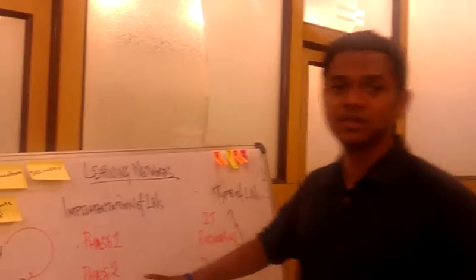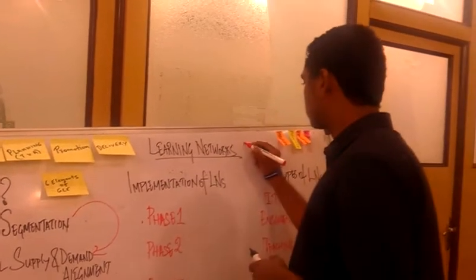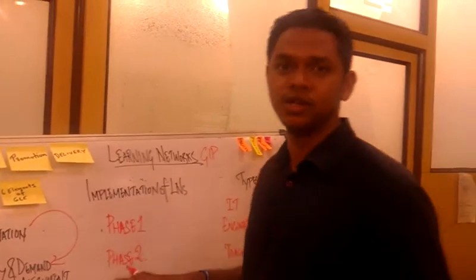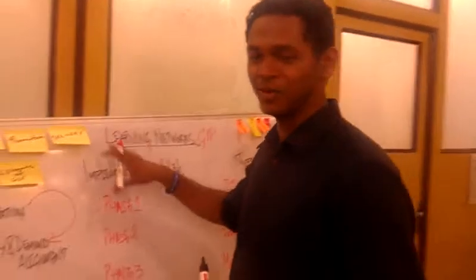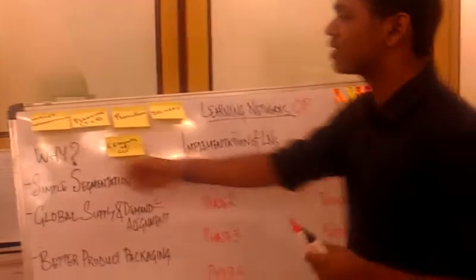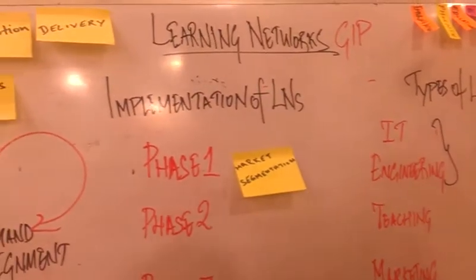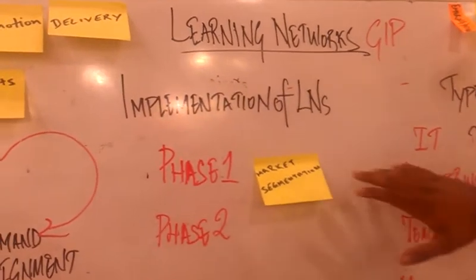Okay, awesome. So we have decided that there will be 5 phases to the implementation of learning networks. Again, this is GIP as a whole. So OGX and ICX are implementing learning networks. The first phase is market segmentation, which is basically identifying what are the sub-products that you want to work with in your city. What are the sub-products that are the strongest in your city?